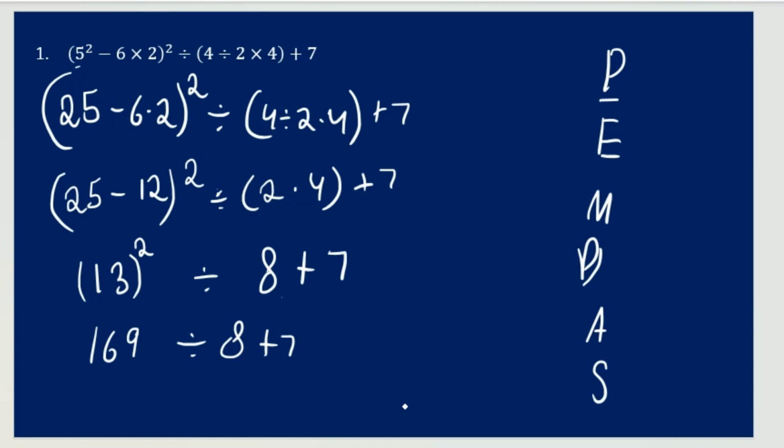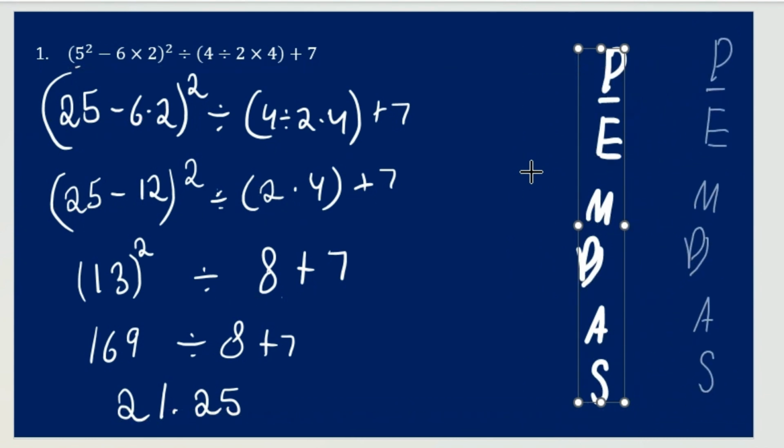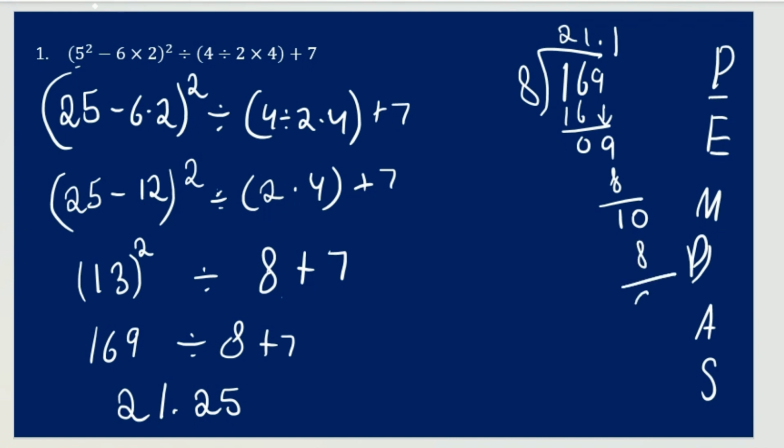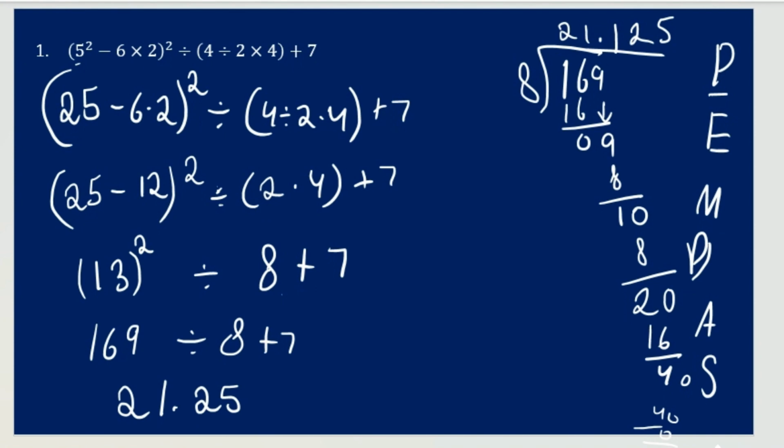And now, 169 divided by 8 is just going to be 21.25. And if you want to check that, just going to put that to the side. And now 169 divided by 8. 2, 16, 0, and then drop the 9, 1, 8, 1, point, 0, and then 1, 8, 2, and then 0 because there's a decimal. And now 2 times 8 is 16, 40. Okay, so it's 21.125.